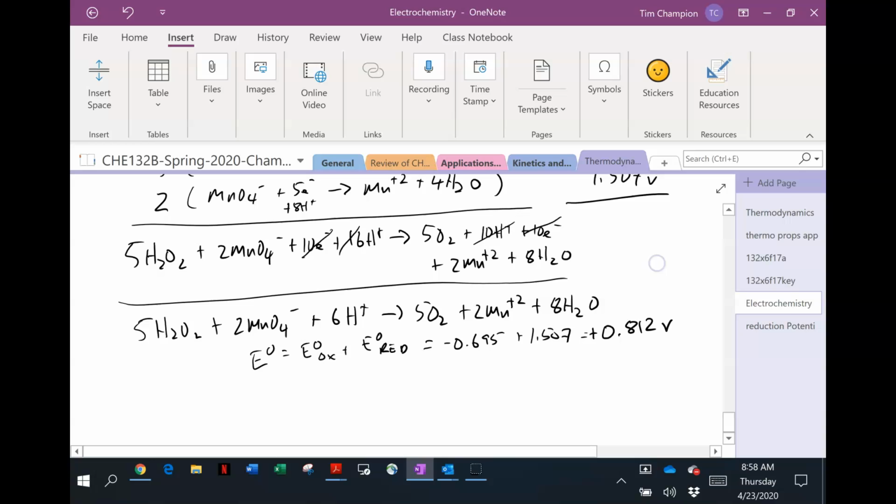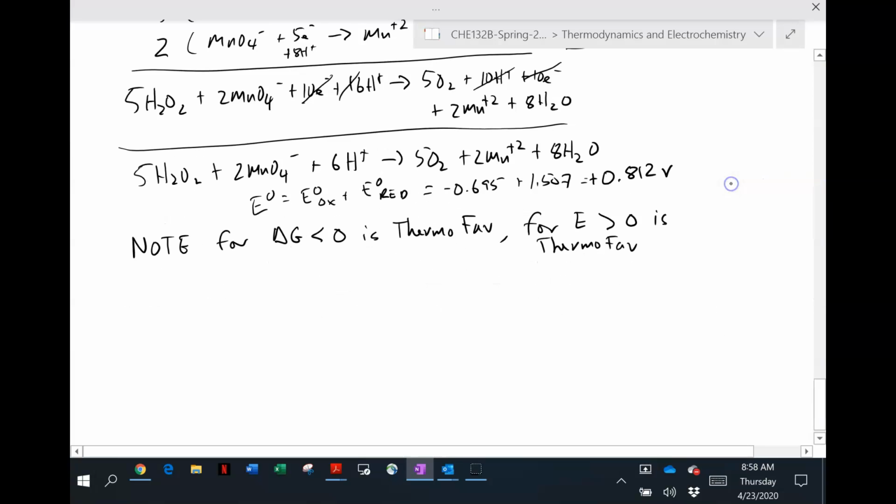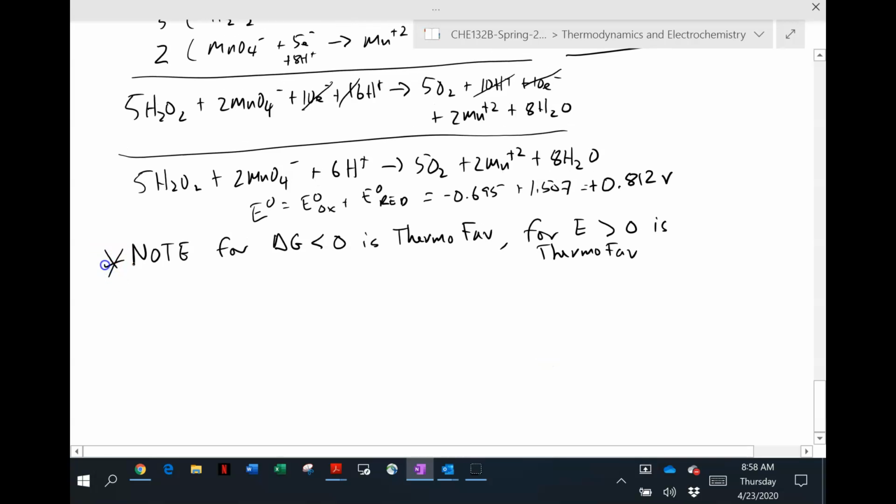So there's a couple things to note. While for delta G, less than 0 is thermodynamically favorable, for E naught, or E, the cell potential, greater than 0 is thermodynamically favorable. So that's something to note, that the signs are opposite. If we were trying to calculate delta G based on that, that's going to be negative n F E naught. That negative sign is what's going to take care of that.